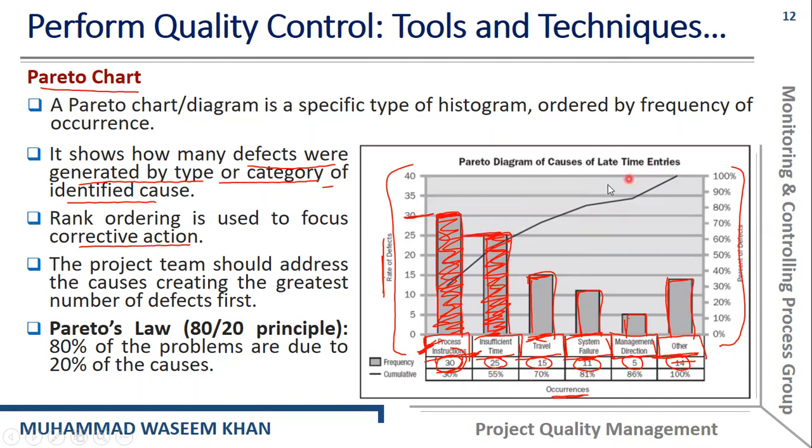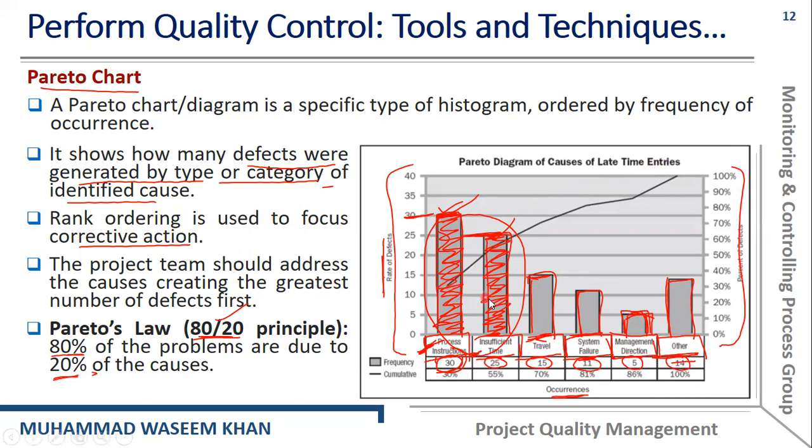So you can see here that the causes mainly responsible for late time entries are, first, the process instructions. That is, process instruction related causes are the most responsible causes of the late time entries problem. Second, we can see that insufficient time related causes are the main causes or reasons of late time entries.